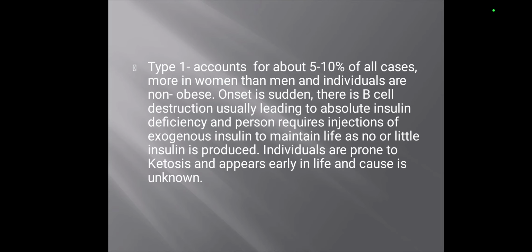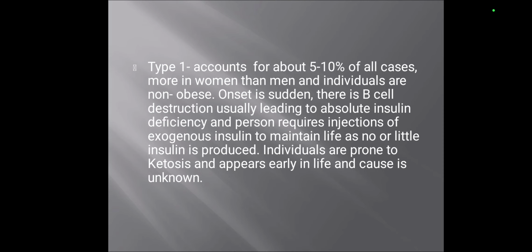So diabetes mellitus type 1 accounts for about 5 to 10% of all cases, more in women than men. The onset is sudden. There is beta cell destruction, usually leading to absolute insulin deficiency, and the person requires injection of exogenous insulin to maintain life as no or little insulin is produced.